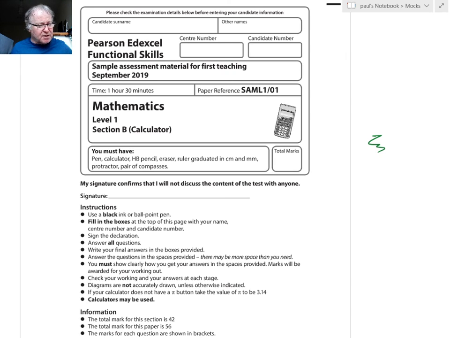That's nice, people. Don't know how many people do Edexcel. Most people seem to do City and Guilds, but I'd much rather do this than City and Guilds.